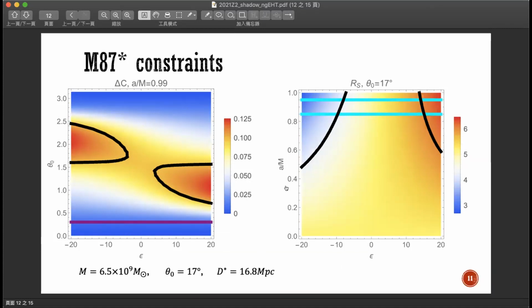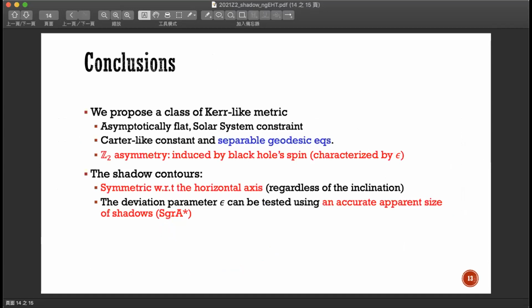So it is very, very challenging to constrain epsilon using the non-circularity of the M87 star. Okay. And if we look at the apparent size of the radius, we find that it is indeed possible to have some constraints on this epsilon. I want to point out that this epsilon has no degeneracy with the spin. So this means that we can have a better constraint on epsilon if we can have an accurate measurement of the shadow image size. So this is very important. We know that the spin measurement is always very difficult.